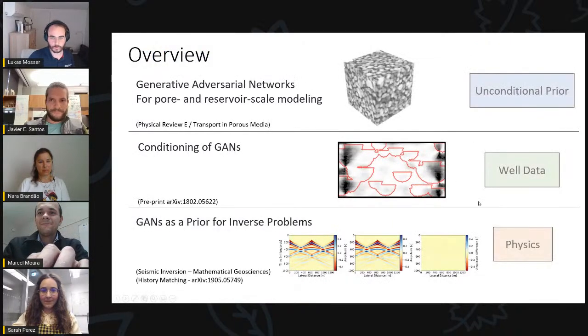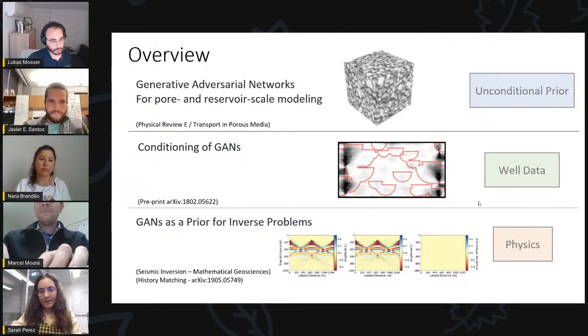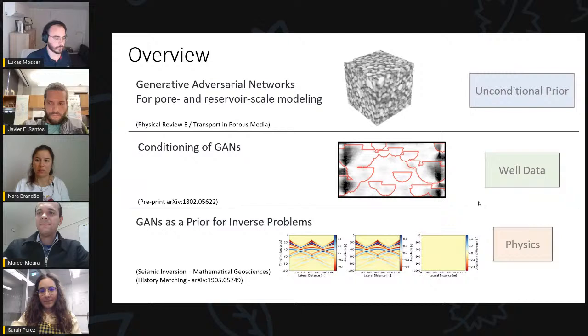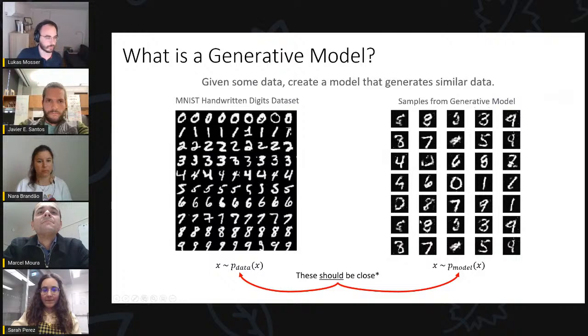So just to give you an overview of what I'll present, I'll introduce to you generative models, specifically deep generative models, and we'll look at one specific type of model called generative adversarial networks, or GANs, and how we can use them for pore and reservoir scale modeling. We'll then try and condition these GANs to observations, such as well data at the reservoir scale or thin sections at the pore scale. And finally, we'll combine these with some physics and try to leverage them as a prior for inverse problems. But to start, let's cover some of the basics and what really is a generative model.